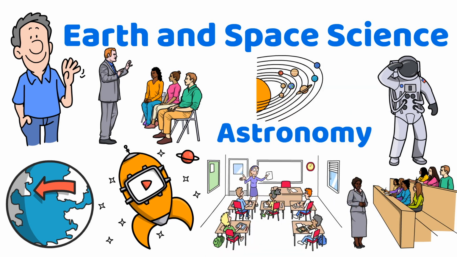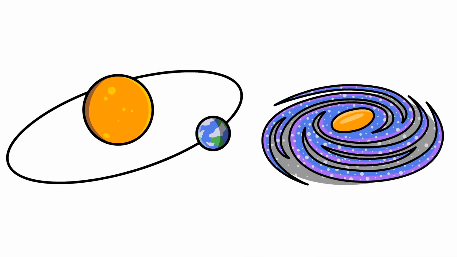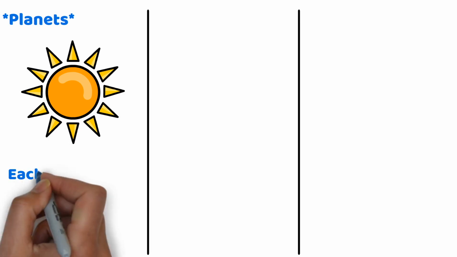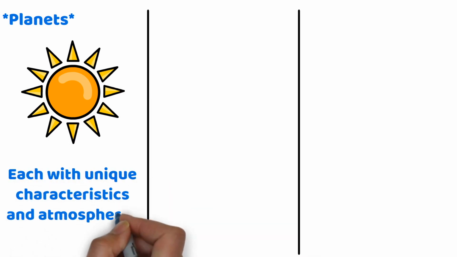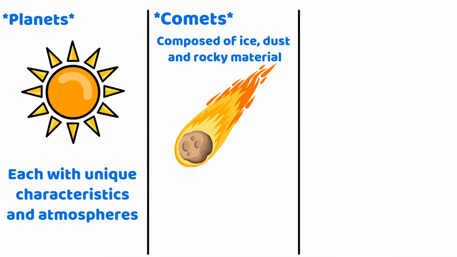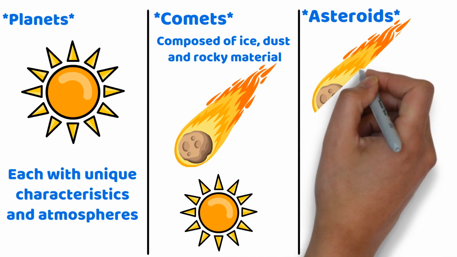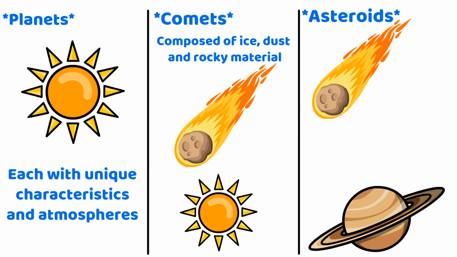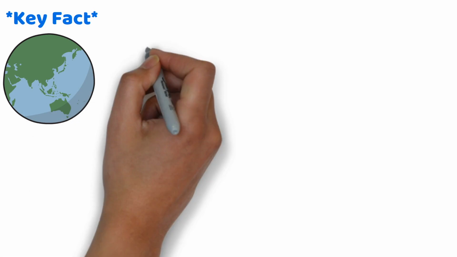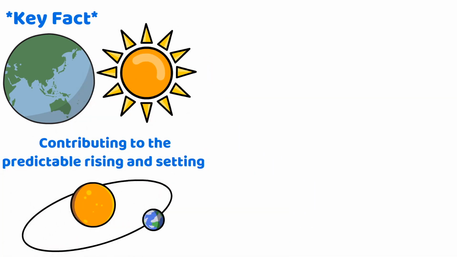Our solar system is a dynamic collection of celestial bodies, each playing a unique role in the cosmic ballet around the sun. Planets. These are major celestial bodies orbiting the sun, each with unique characteristics and atmospheres. Comets. Composed of ice, dust, and rocky material, comets are famous for their spectacular glowing comas and tails that develop when near the sun. Asteroids. These are smaller rocky bodies primarily found in the asteroid belt between Mars and Jupiter, varying greatly in size. Key fact: the Earth, like all planets, orbits the sun in a nearly circular path, contributing to the predictable rising and setting of the sun and other celestial phenomena.